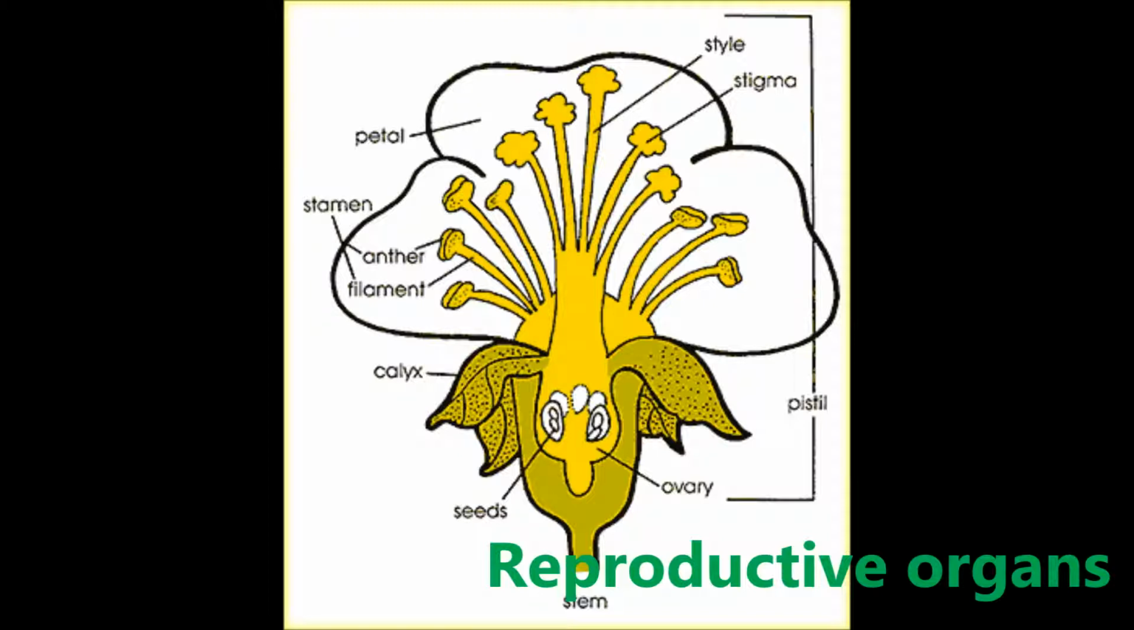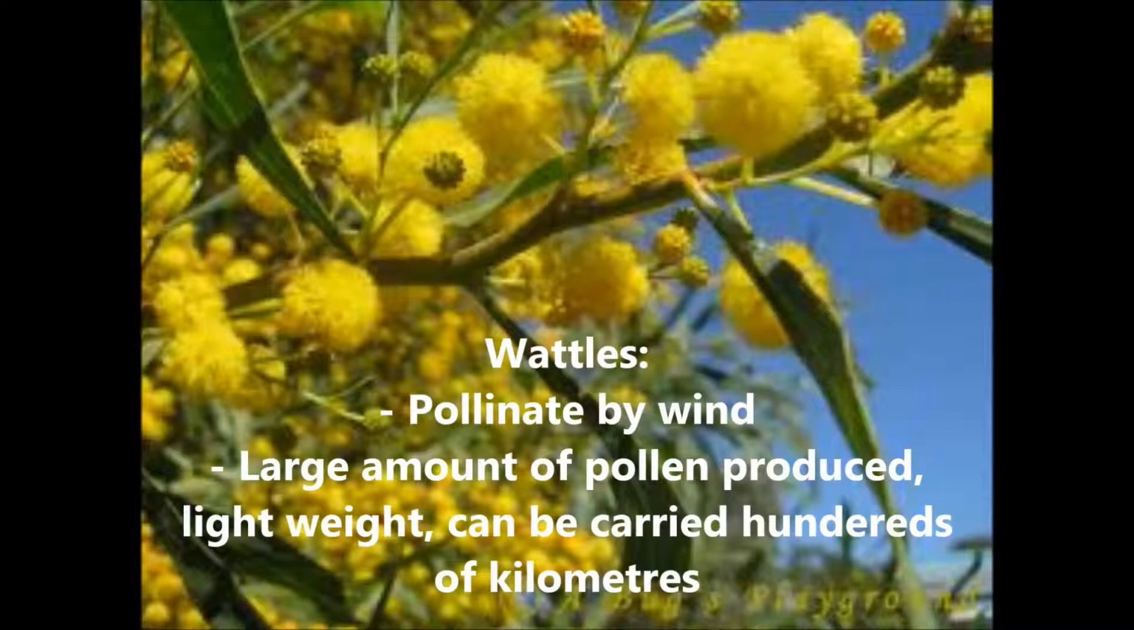Self-pollination occurs when pollen goes onto the stigma of the same plant, while cross-pollination is the process where pollen falls onto other plant stigma. An example of pollination is by wind. Wattles produce a large amount of pollen which has the ability to be carried many kilometers by wind.